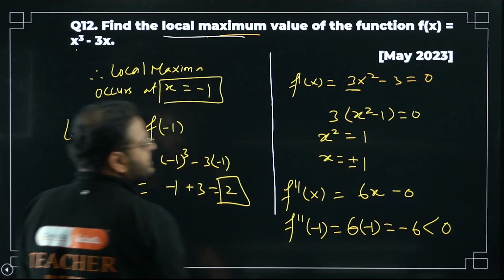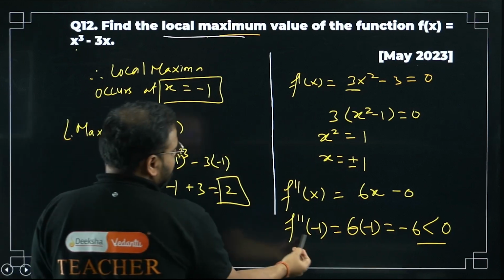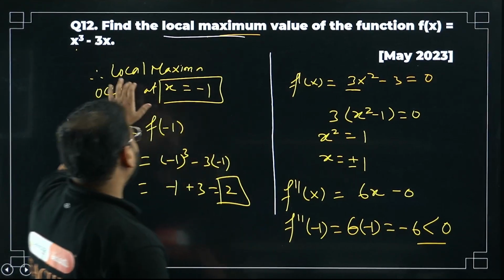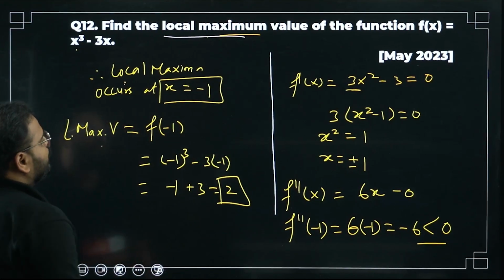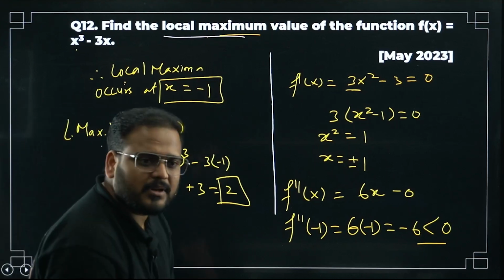How come, sir? The second derivative test is giving me negative at minus 1. We have checked f double dash of minus 1 is simply coming as minus 6, which is negative. Hence local maxima. Hence the value for local maxima is what? 2. Okay. Simple enough. Very simple. Have a look.